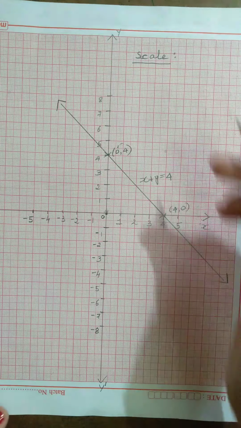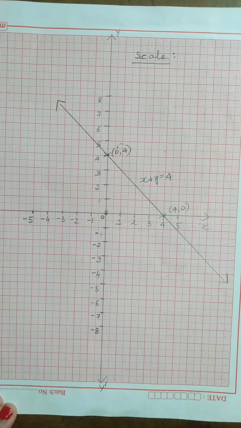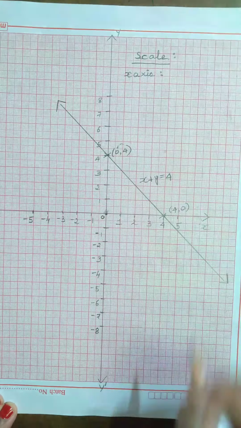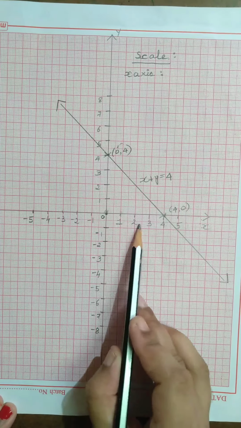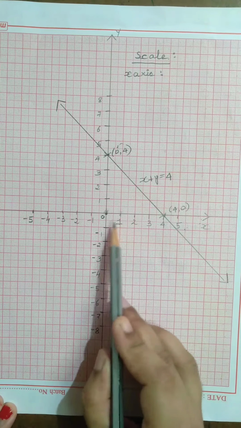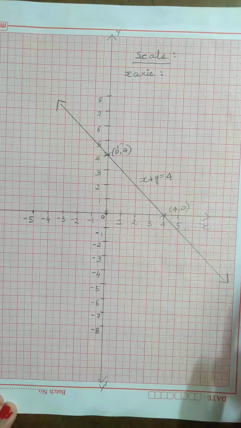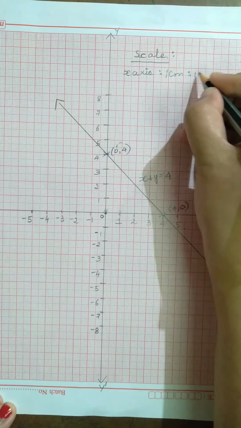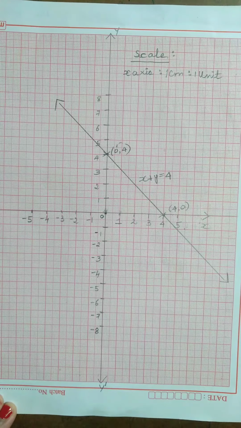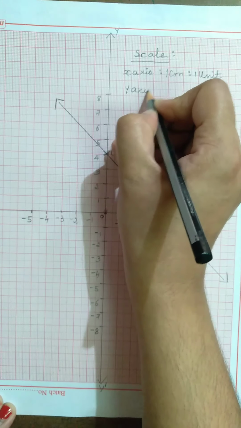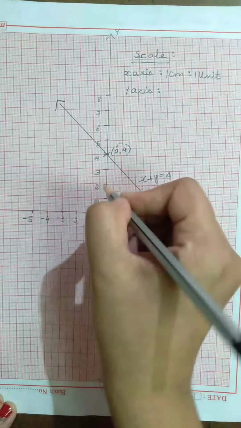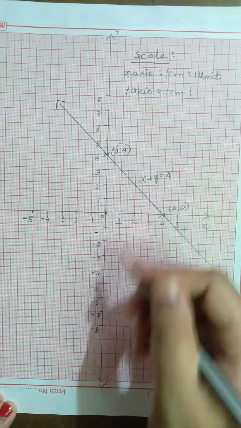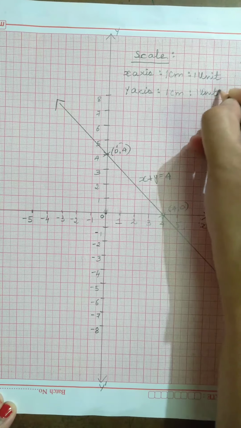Now we have to write a scale to this graph. To write the scale, first we take the x-axis. We have plotted the numbers 1, 2, 3, 4, 5 with a difference of 1 centimeter each. Since these are numbers, we write it as 1 unit. Then on the y-axis, we have also taken a 1 centimeter difference, and these numbers represent 1 unit.